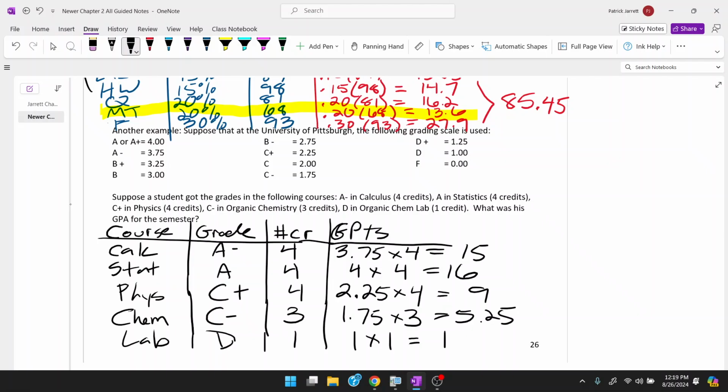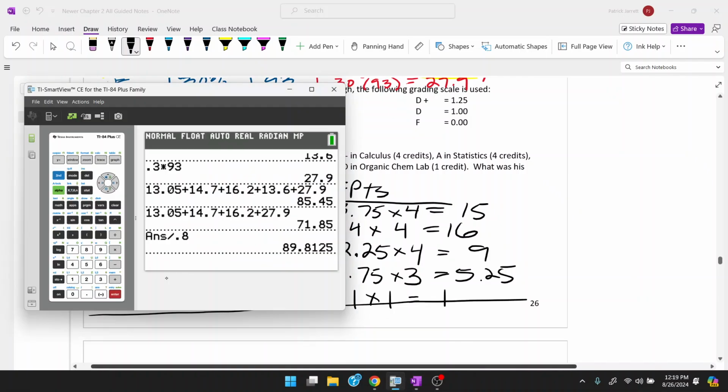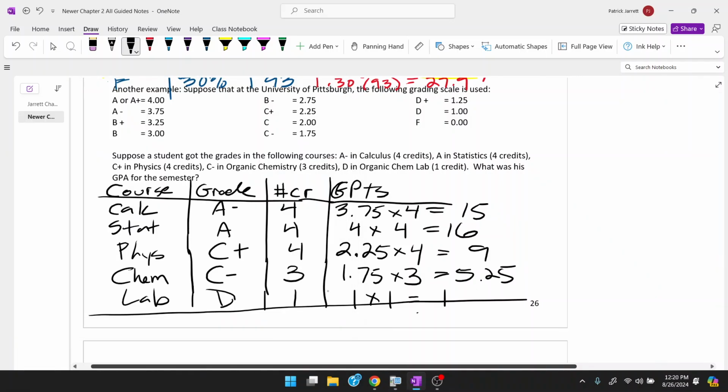Now, it doesn't automatically happen. You would have to contact the registrar. But that's how it works. So, here's the thing. If I add up all these points, 15, 16, 9, 5 1/4, and 1, that's 46.25.